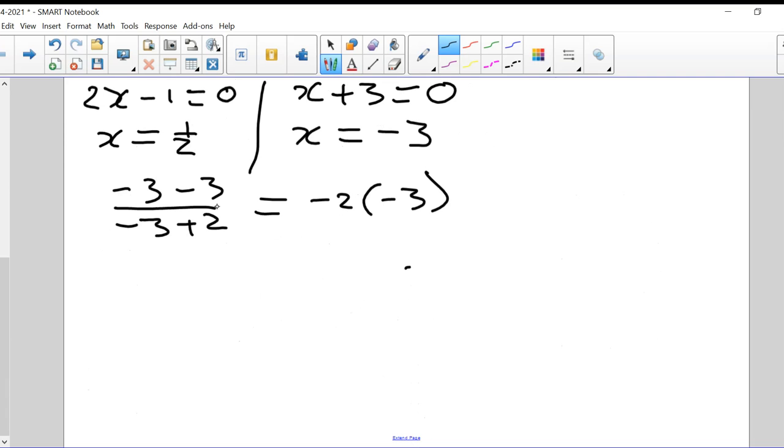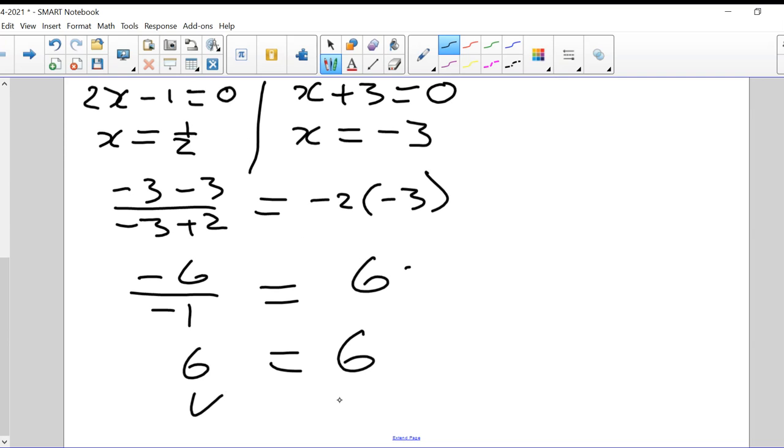Well, let's find out. Minus 3 minus 3 is minus 6. Minus 3 plus 2 is minus 1. The other side of that, I'm going to get minus 2 times minus 3 is positive 6. Well, the left side is positive 6. The right side is positive 6. Right side, left side. We're good. All right? You can try the half on your own time, see if that works as well.